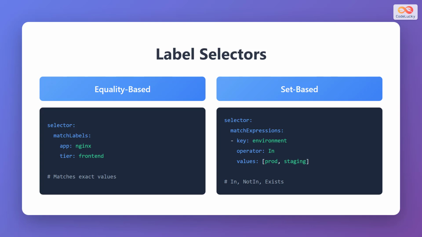Second, set-based selectors use the match expressions field for more complex queries. These support operators like in, not in, and exists. The example shows selecting resources where the environment key has a value of either prod or staging. Both selector types are powerful tools for targeting specific groups of resources in your cluster.